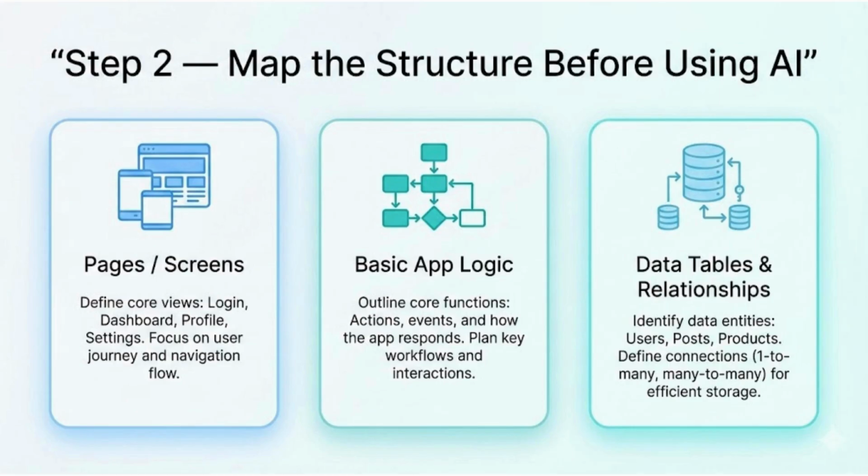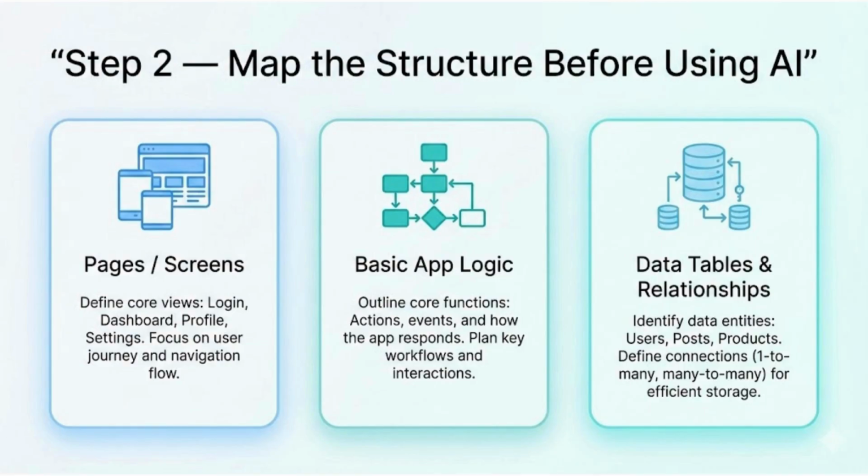Next, outline the basic logic. What happens when a user clicks a button? What happens when they submit a form? What triggers what? You don't need coding knowledge for this. You just need to explain the cause and effect. Then map your data tables and relationships. What pieces of information does your app store? Users, tasks, orders, bookings, and how do they connect? One user to many tasks, one restaurant to many orders.